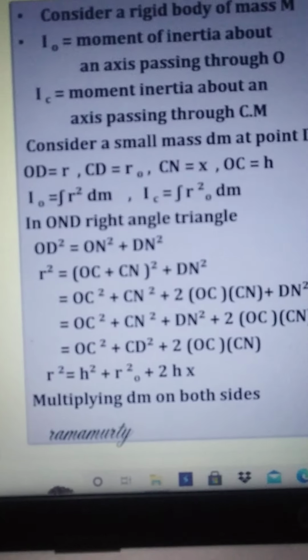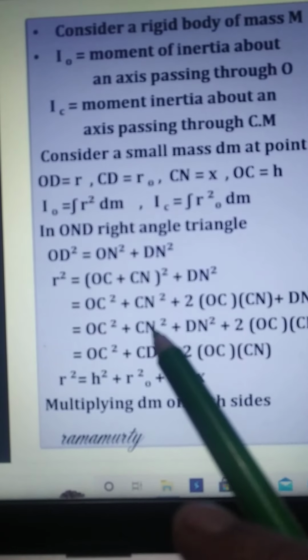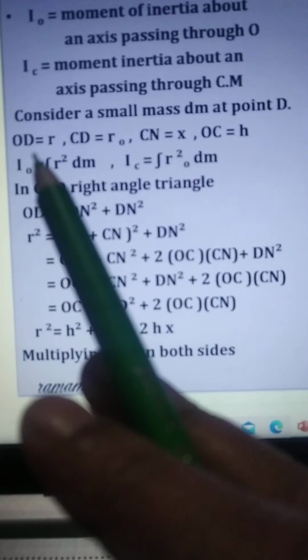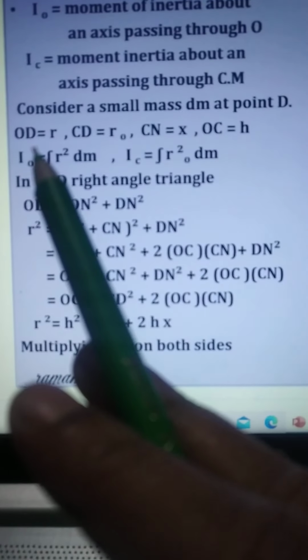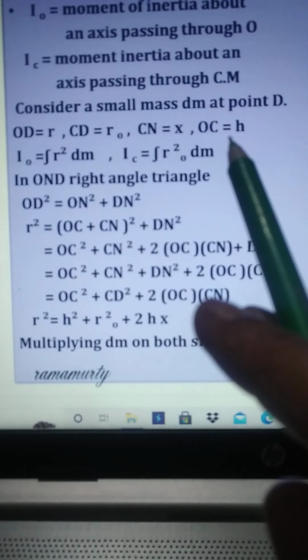Okay, so here we are considering two axes. The figure shows all these points. Here MP and AB are the two parallel rotating axes. Now we solve this for the parallel axis theorem. So we already know that OD means R, CD means R naught, CN means X, and OC means H.